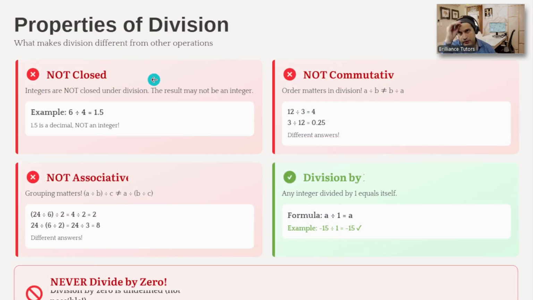Properties of division. Integers are not closed under division, because when you divide, we will not always get an integer. It's a fraction.